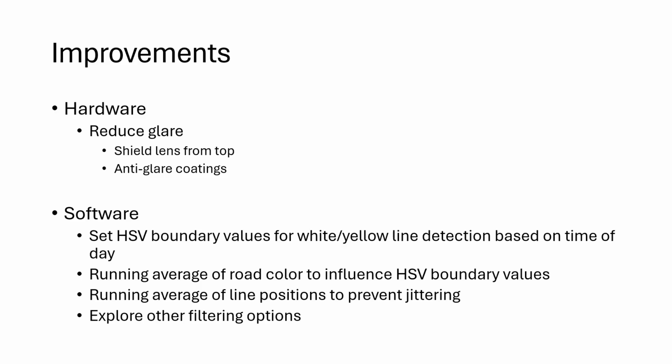The HSV values for the yellow and white lane lines change pretty dramatically based on the time of day. So it could be interesting to set these boundary values based on the time of day that the car is traveling. It would also probably be beneficial to track a running average of the road color in order to influence the HSV boundary values.